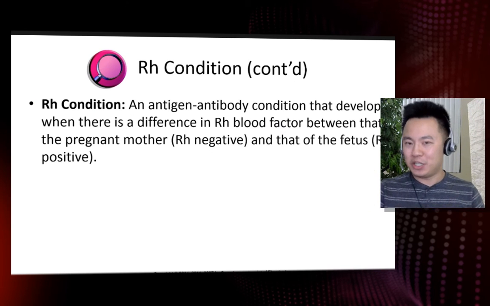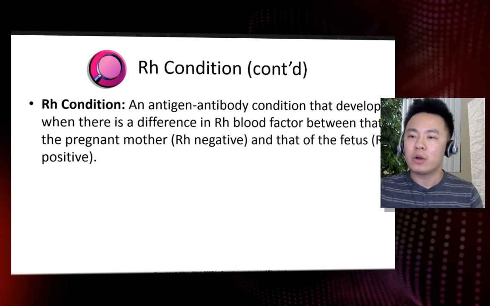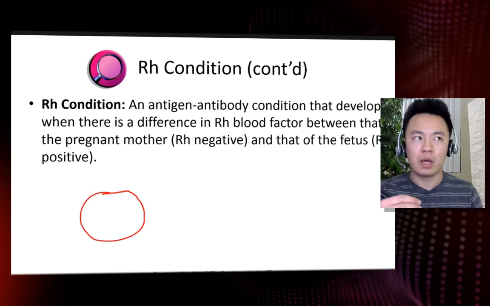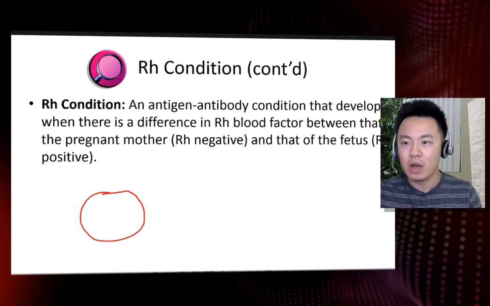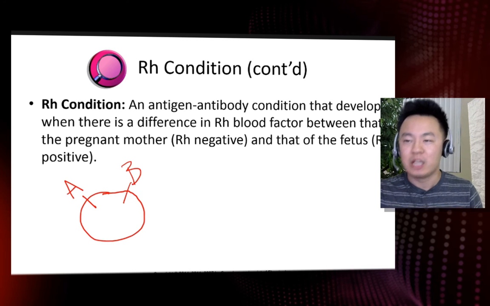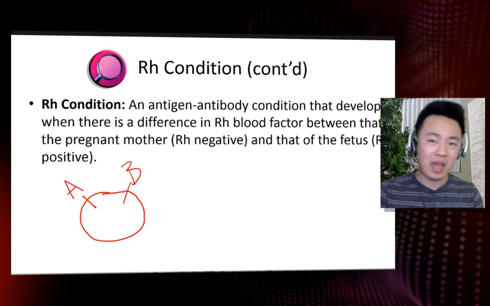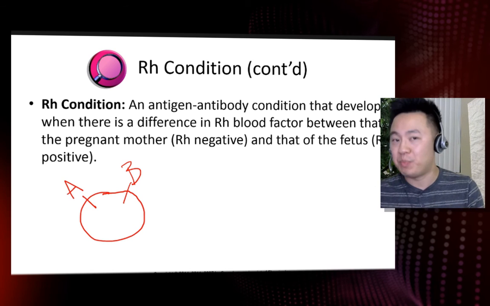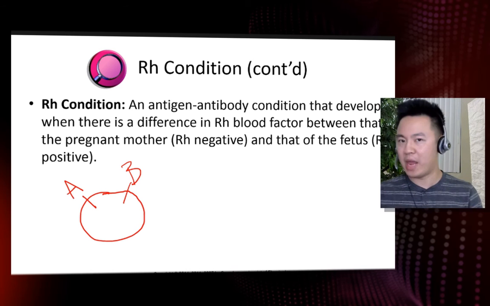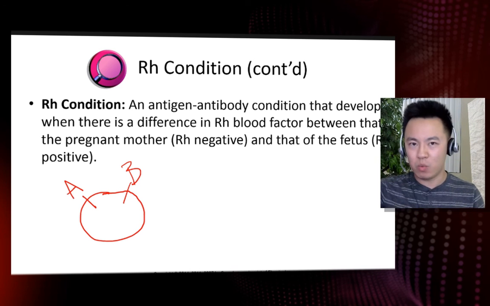Now, in addition, we're going to talk more about this in another chapter, but there are two different kinds of blood recognition proteins out there, one of which is A and another one is B. So an individual can be blood type A, or they can be blood type B, or they can be both, blood type AB, or they can have not a single one of those two, which is blood type O. We'll talk more about those in a later chapter, of course.